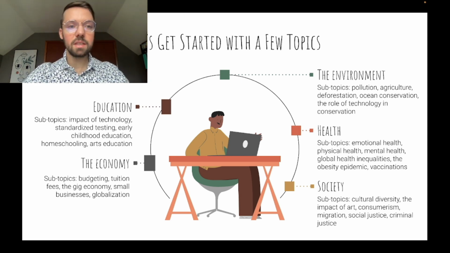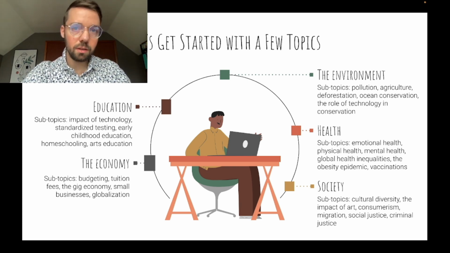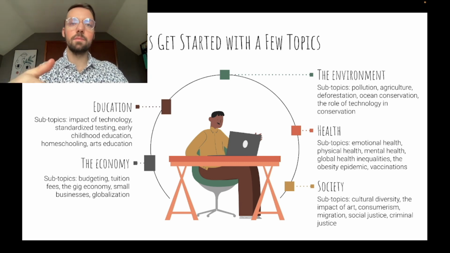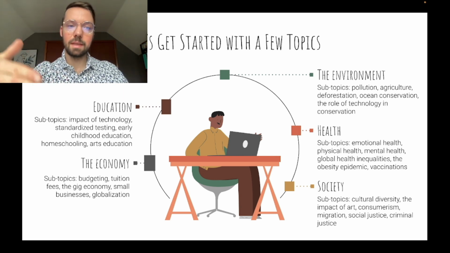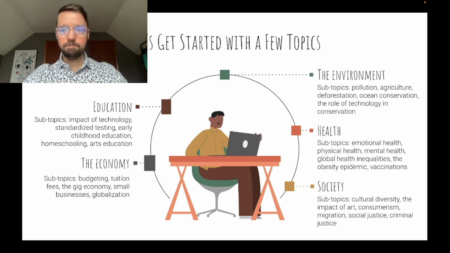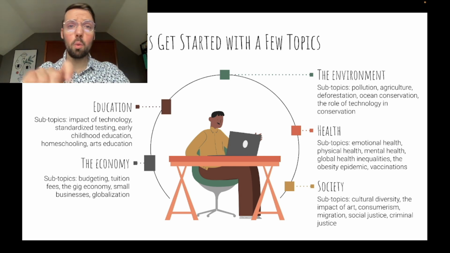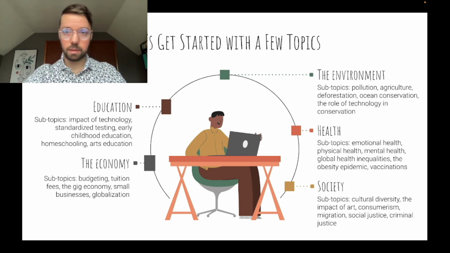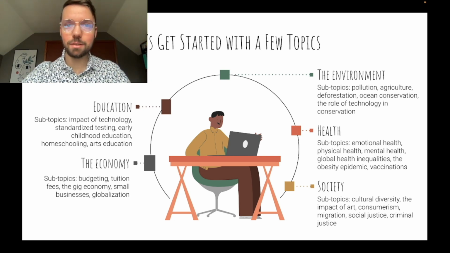Let's look at some potential subtopics for more general topics. So for education, instead of just looking at education, you could look at the impact of technology on education, standardized testing, early childhood education, homeschooling, arts education. The economy, we could look at something more like budgeting, tuition fees, the gig economy, small businesses, globalization, right? And I'm talking about one of those things, not all of those things, right? Remember, you only have a 500-word essay, so you don't have that much room to deal with.